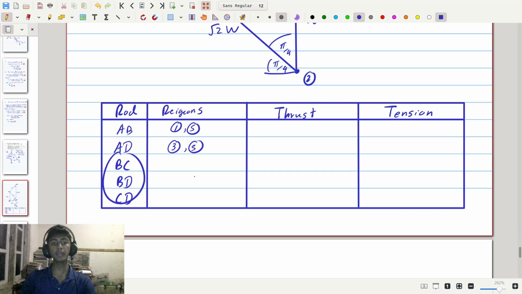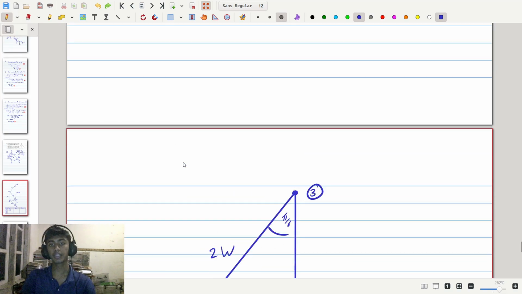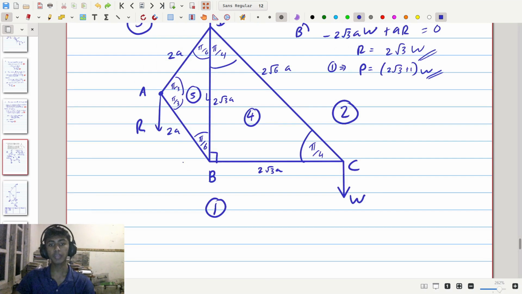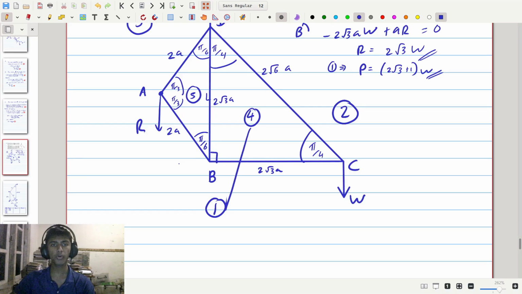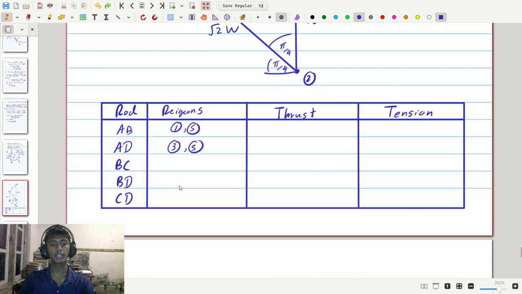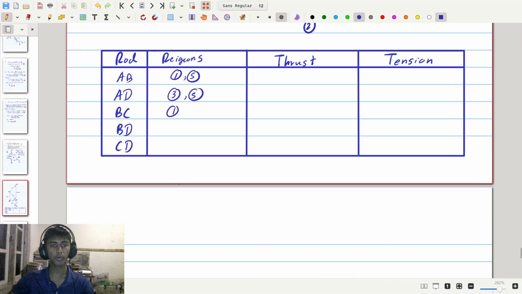Now for BC, BD and CD, if we go up and check BC, for BC the regions are 1 and 4, for BD the regions are 4 and 5, and for CD the regions are 2 and 4. So if I just memorize that real quick, 1 4, 4 5 and 2 4. So going down, the regions for BC are 1 4, and then for BD they are 4 and 5, and for CD they're 2 and 4.